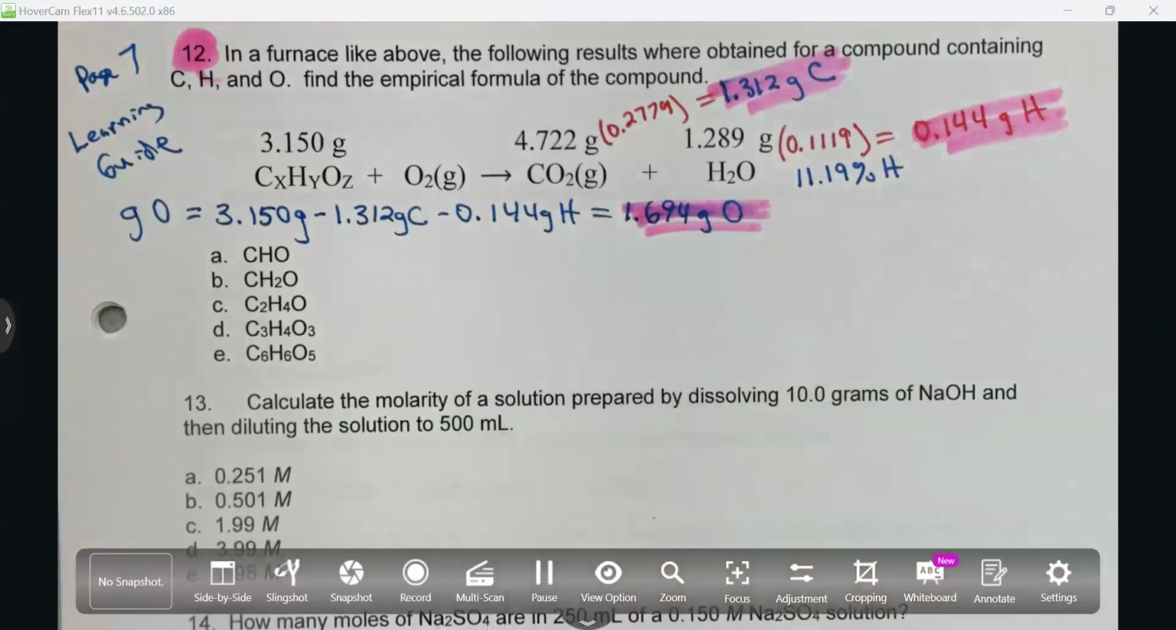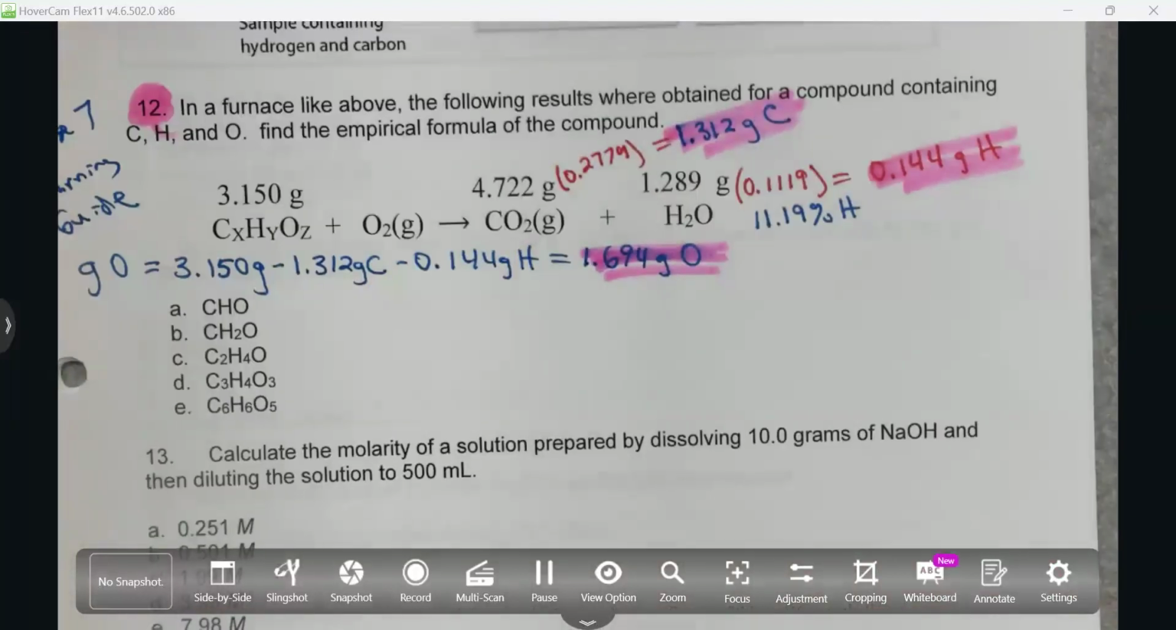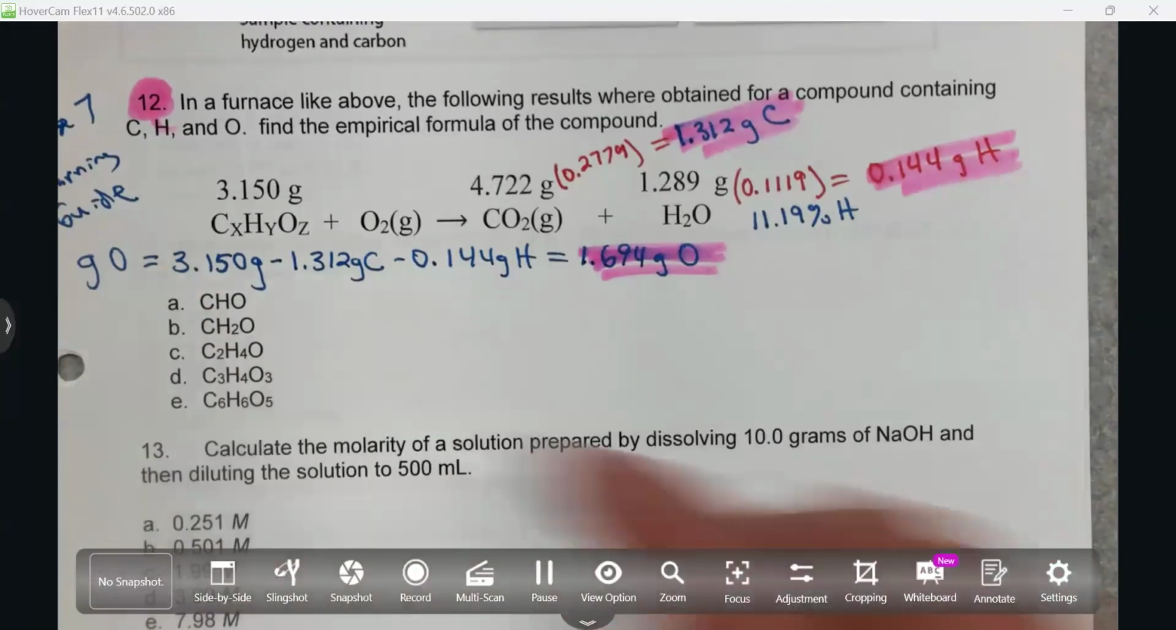Convert those grams to moles, divide by the smallest to get the empirical formula, right? Grams to moles, divide by the smallest to get the empirical formula. Again, that matches up with the example on page 7.